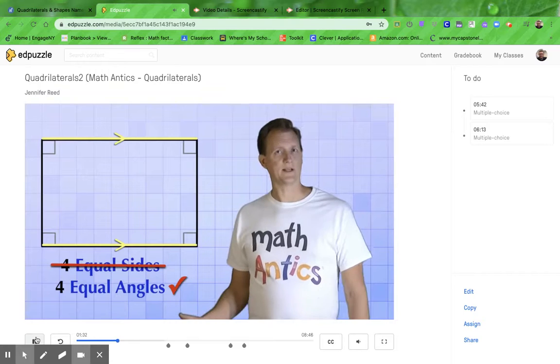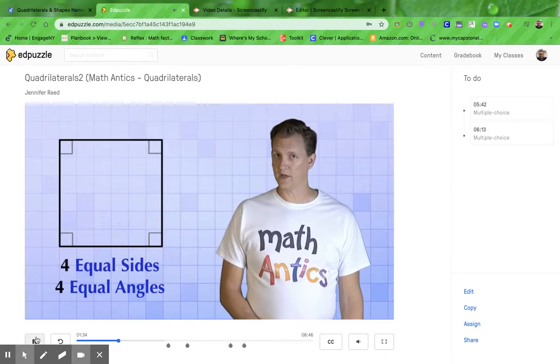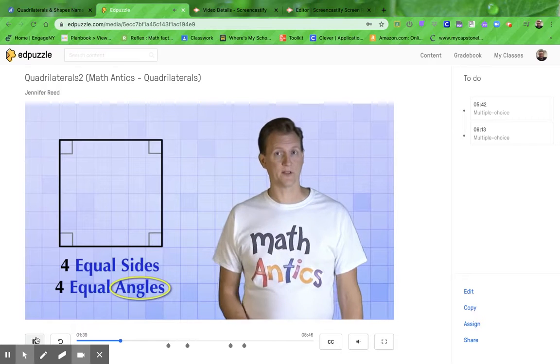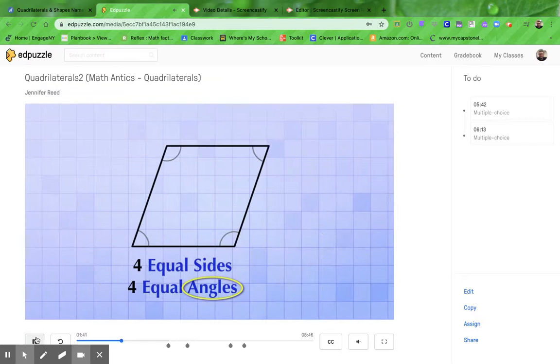All right, so that's a rectangle, but going back to our square, what if instead of changing the sides, we had just changed the angles, like this? What we have now is called a rhombus. A rhombus is a quadrilateral that still has four equal sides, but it does not have four equal angles. And once again, just like the square and rectangle, the rhombus is made from two pairs of parallel sides.